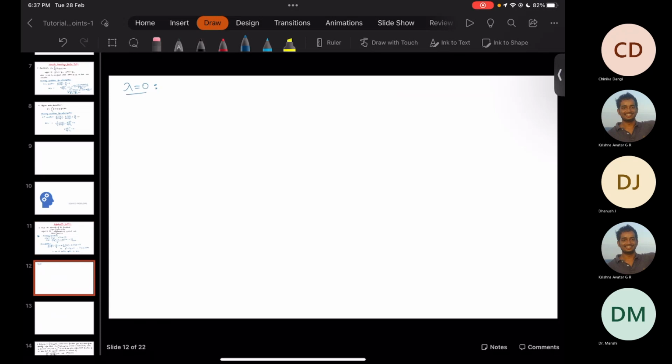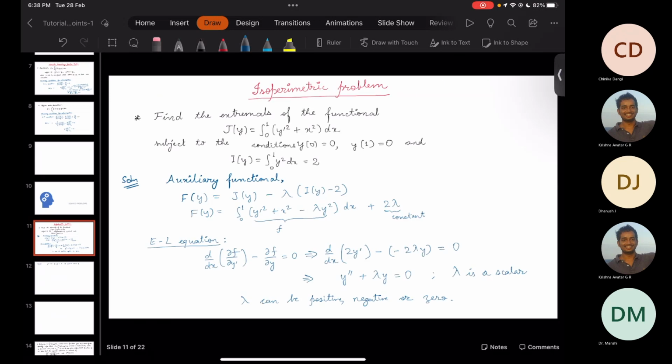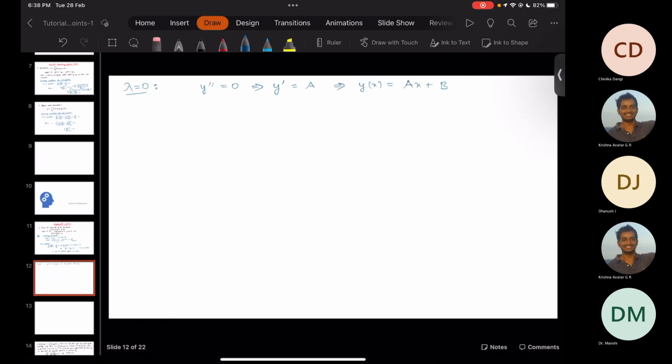For lambda is equal to 0, our differential equation, our Euler-Lagrange equation, will become y double prime is equal to 0. And this gives us, integrating it first, y prime is equal to some constant a, constant of integration, and upon integrating it once more, you will have y of x is equal to ax plus b. Okay, let's determine the constants using our boundary conditions, which are y(0) is equal to 0 and y(1) is equal to 0.